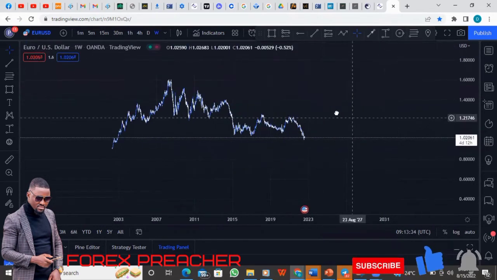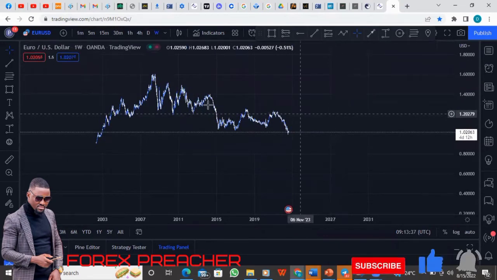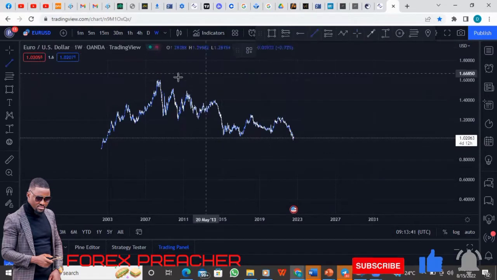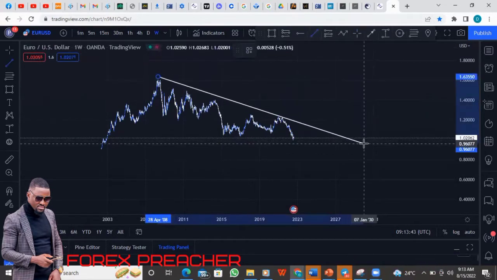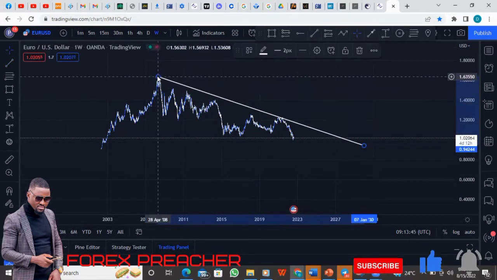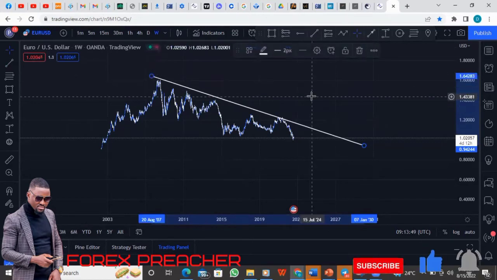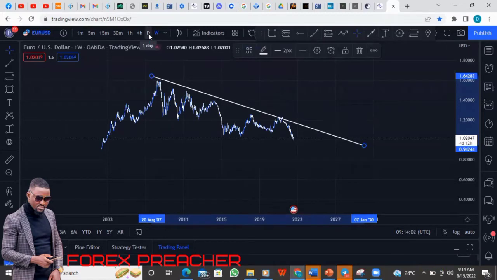Looking at the weekly time frame, we can all see that the Euro USD is in a downtrend, because we can consistently see it making lower highs and then lower lows. So at least it gives us an idea that the market is going in a downtrend. Quickly scale to your lower time frame.